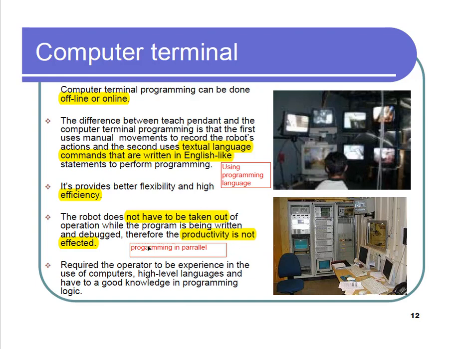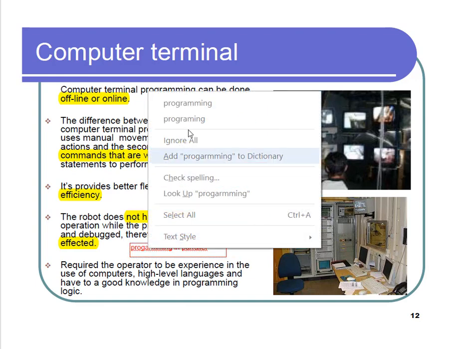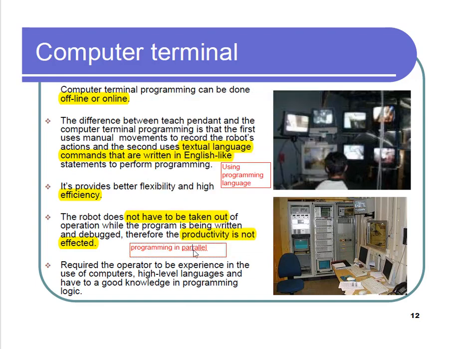The programming requires the operator to be experienced in the use of the computer and high-level languages, and to have a good knowledge of programming logic. So you need to have a skilled operator with a good programming language to do the programming of the movement of the robot arm.